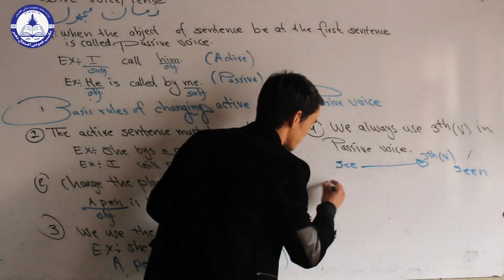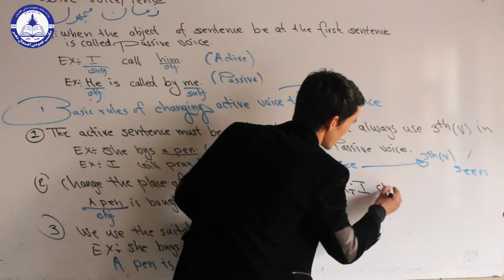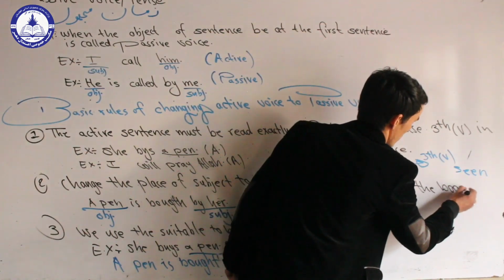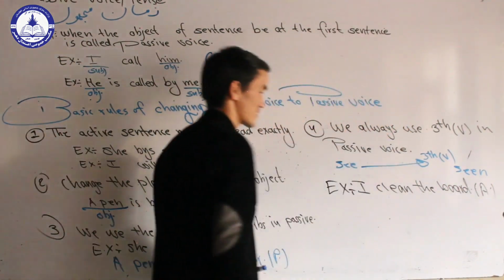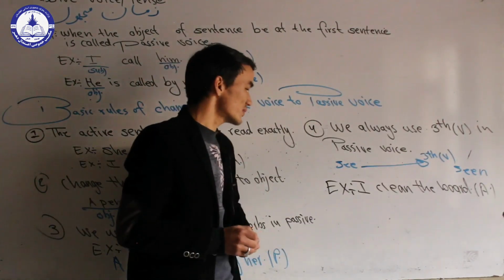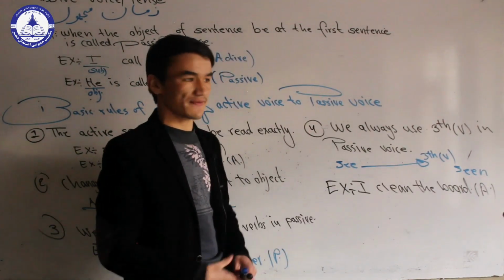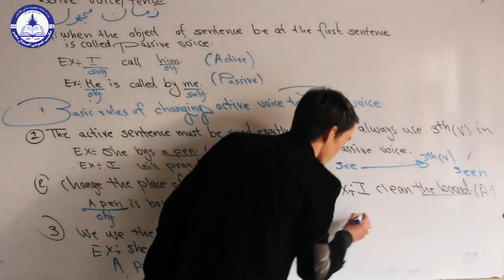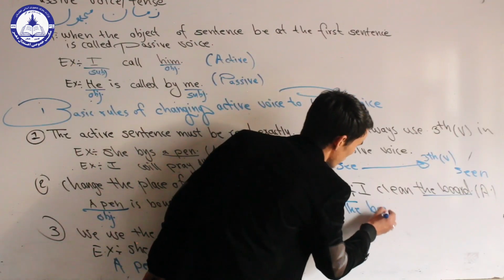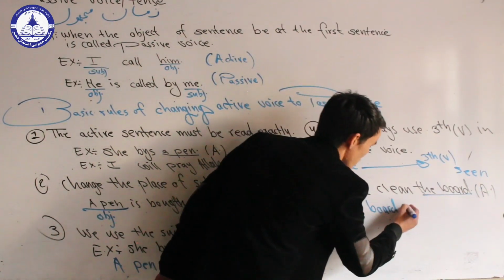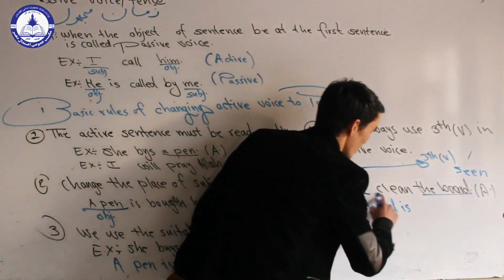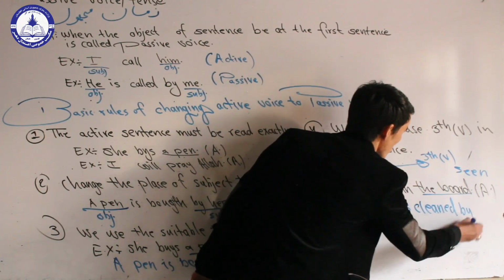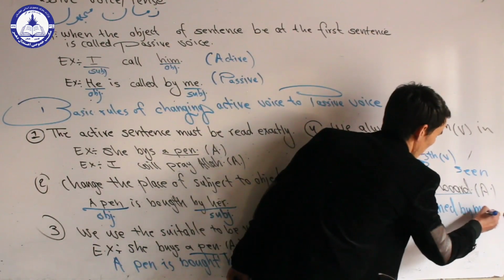Look at examples. I clean the board. I clean the board is active tense. Some people will say to you, come on, change this active tense to passive tense. Apply the rules. First, bring your object at the beginning of the sentence, the board. It is singular. We must use is, not am, not are. You get the third form of clean, cleaned, by me. It is passive.